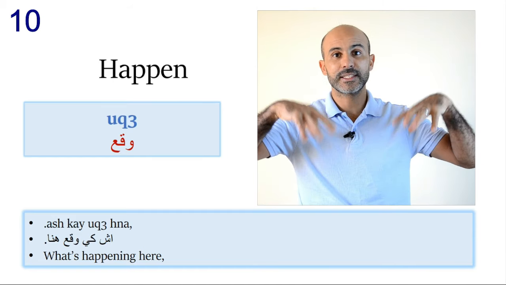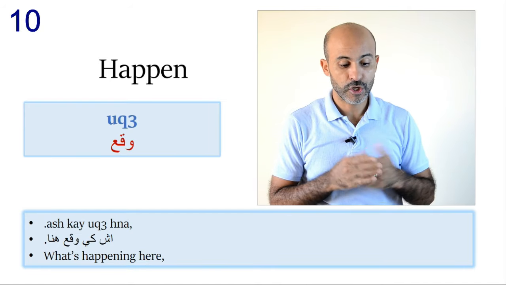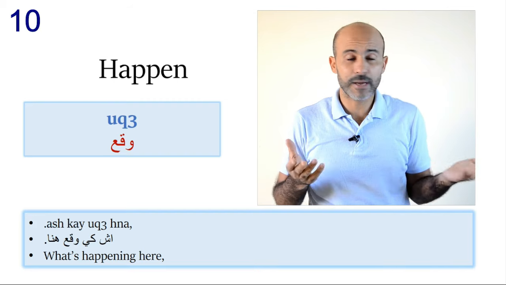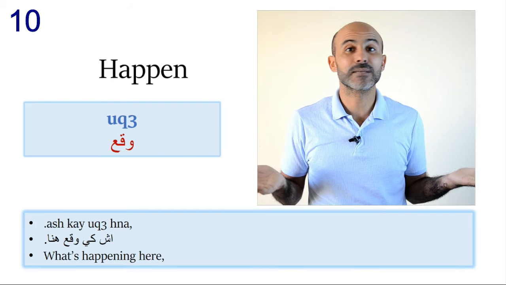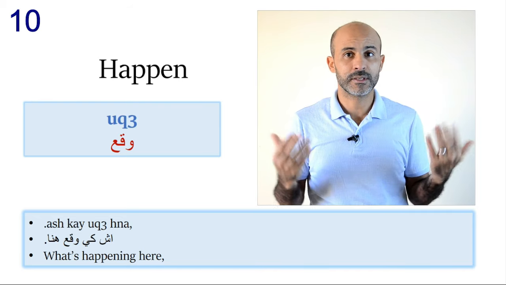That's the present tense. What is happening here? The sentence أش وقع هنا is what happened here. So أش كي وقع هنا? What's happening here? You can just ask someone أش وقع? What happened? What happens?